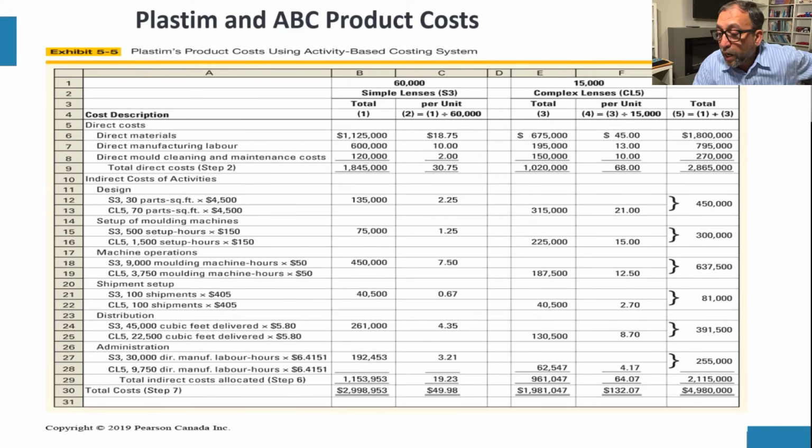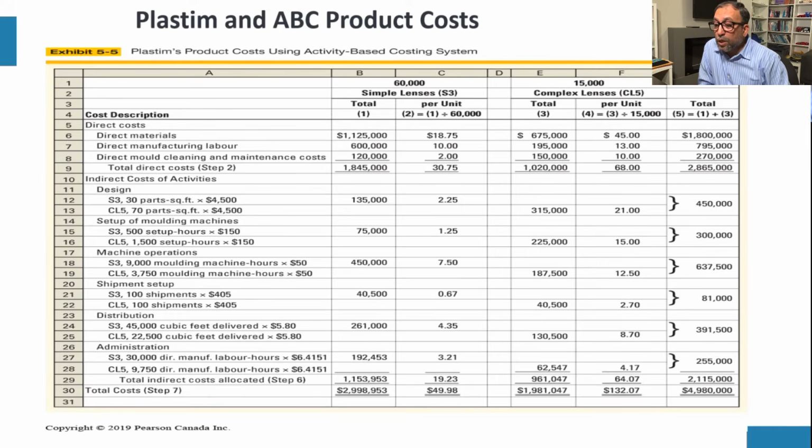Now, when we add up all these costs, we get this much indirect cost allocated to the simple lens, and this much allocated to the complex lens. The important point to note here is that based on the standard or traditional costing system, we charged the simple lens 1.8 million and 585,000 for the complex lens.